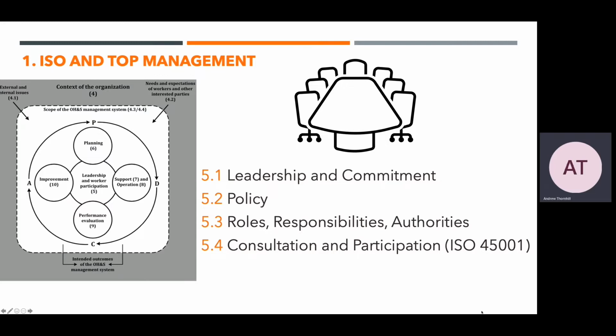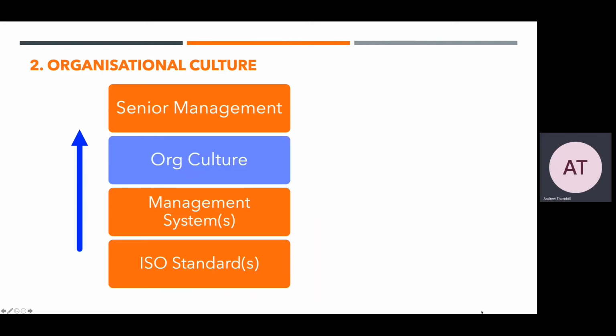On the right-hand side, within that section 5, there are a couple of common clauses, 5.1 to 5.3, in all of the ISO management system standards. Yes, you've got to set roles, responsibilities, and authorities, for example. 5.4 in the safety standard, 45001, highlights that it's a top management requirement to ensure there are effective mechanisms for consultation and participation as well.